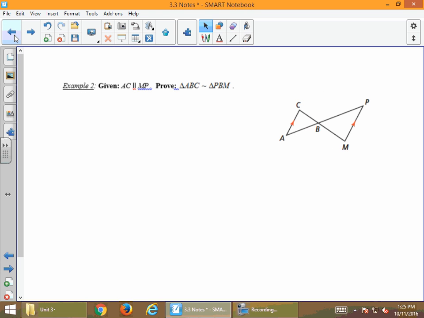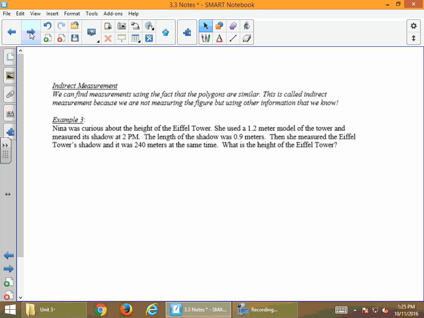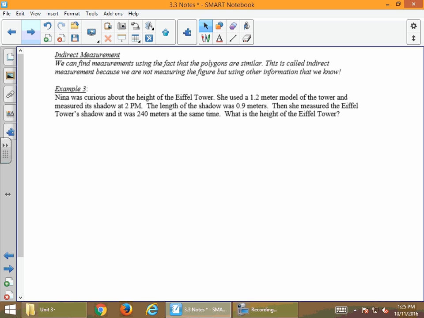Skip that one right here. Move on to this one, because that was just proving it. We don't need to prove it. You know what it is. Well, we still have proofs, but we're just not going to show it. We're proving why that reason works. We don't have to. So now we're going to talk about this concept of indirect measurement.